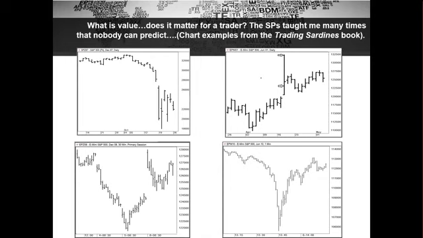Yes, I was in the 87 crash. Well, it was actually October when the S&Ps dropped pretty significantly. We had been up 44% that year, and I started buying a little bit too soon on that big down bar. And that was a ride.